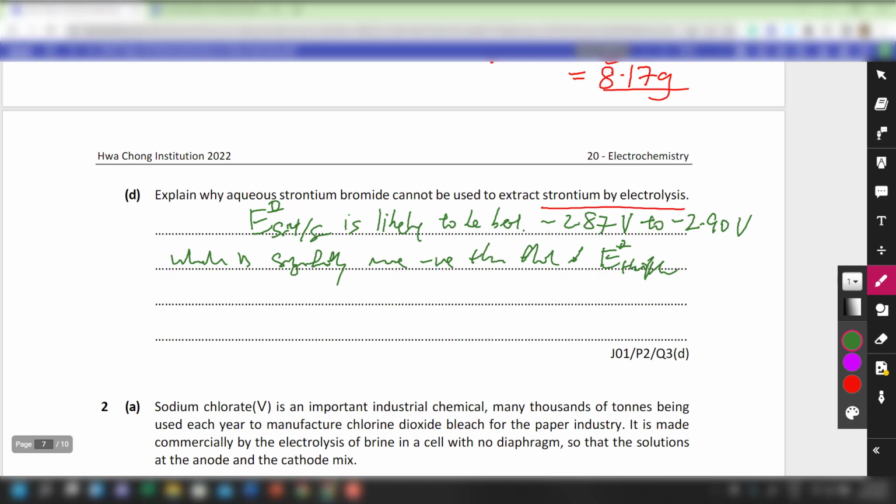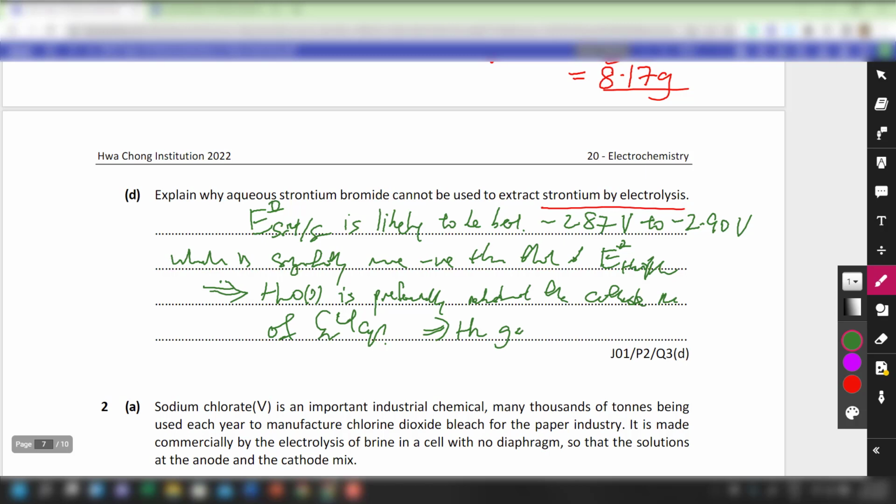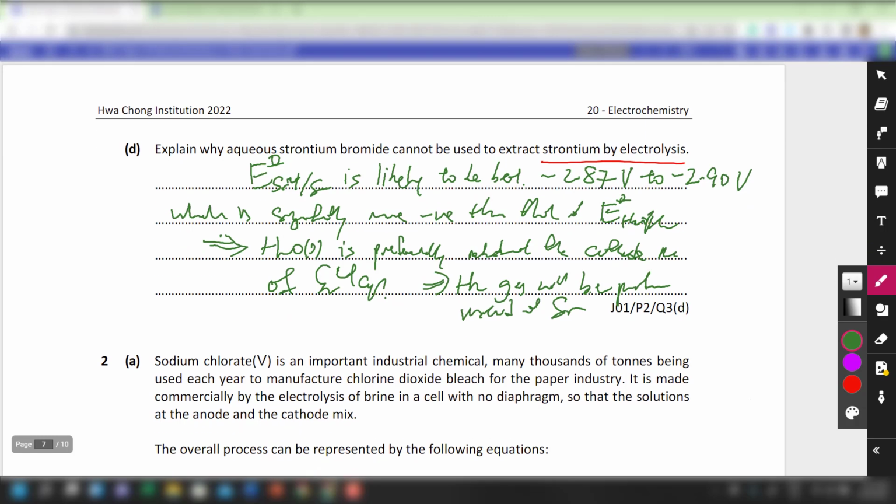Because of that, H2O is preferentially reduced at the cathode instead of strontium 2+. Therefore hydrogen gas will be produced instead of strontium. If you want to continue writing, you can. I hope that is how you should draft your answer.